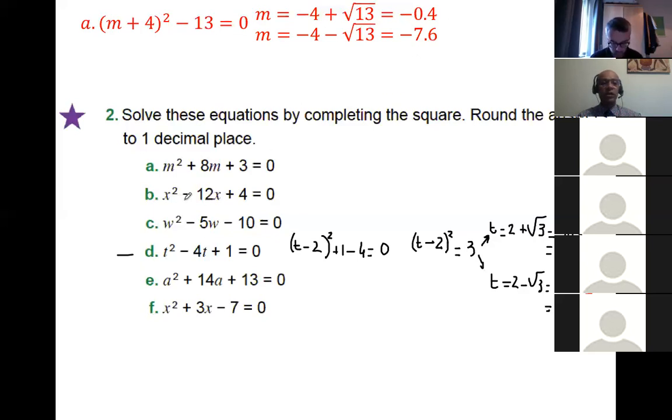The second one, we're asked to deal with x squared, 12. I'm going to halve that, you get 6 because it's negative, so it becomes x minus 6 squared. Then the 6 squared is 36, so to compensate, you bring the minus 36. So 4 minus 36 is again a negative number, and it becomes minus 32.